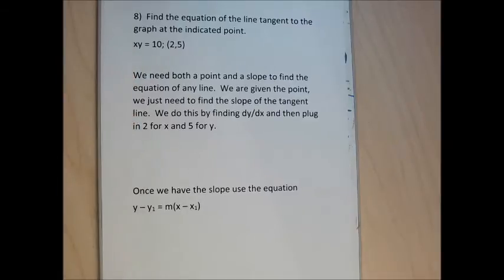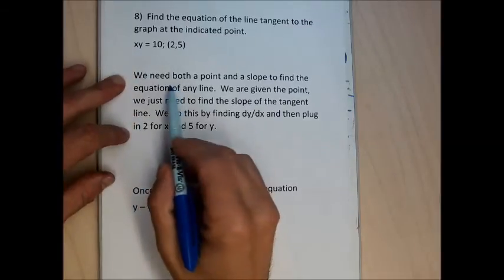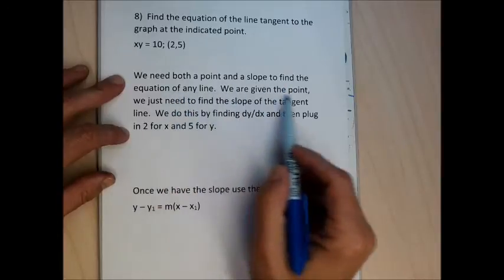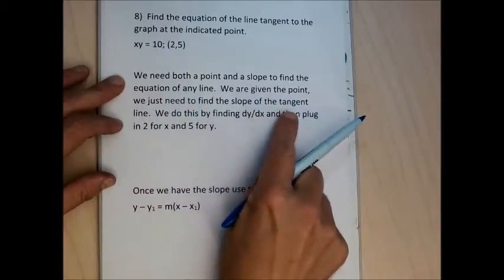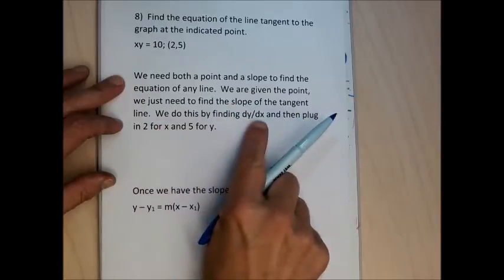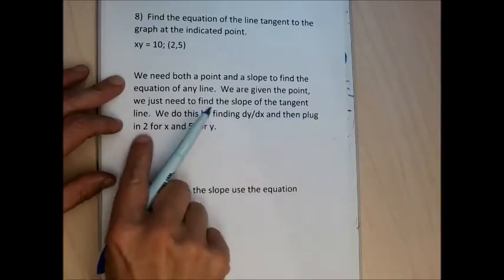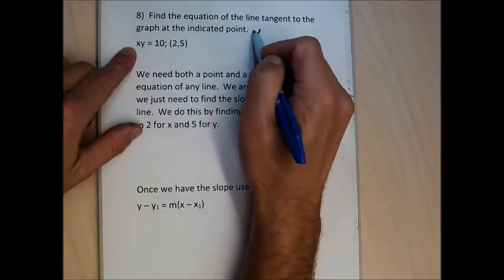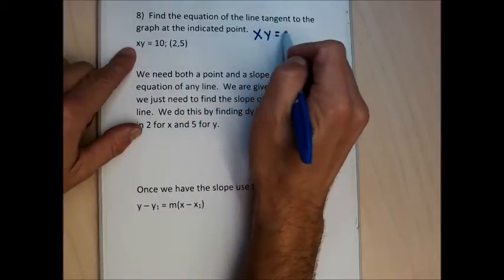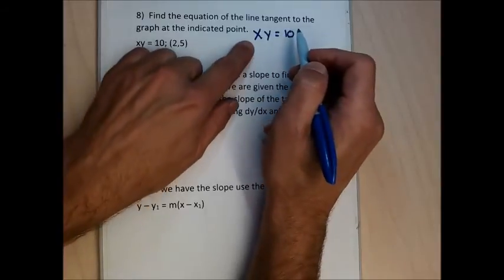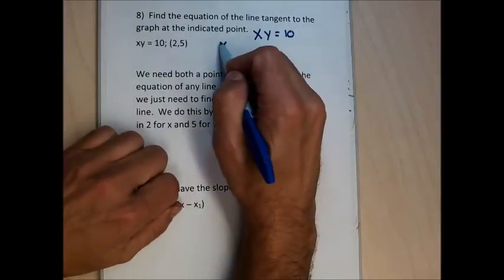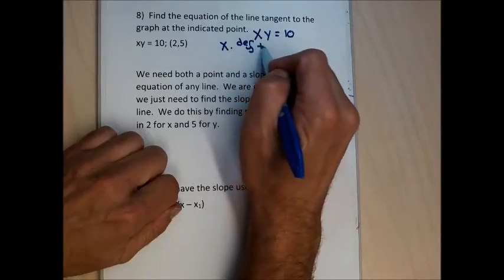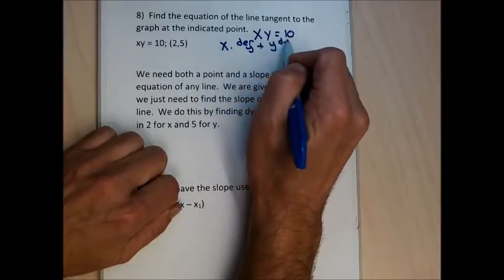plugging some numbers in. So my hint to myself here, it says we need both a point and a slope to find an equation of a line. We are given the point, we just need to find the slope with a tangent line. We do this by finding dy/dx, and then we plug in 2 for x and 5 for y. So I'm going to find dy/dx. I'm going to take this equation, xy equals 10, and find its derivative using the product rule. I'm going to say x times the derivative of y plus y times the derivative of x.